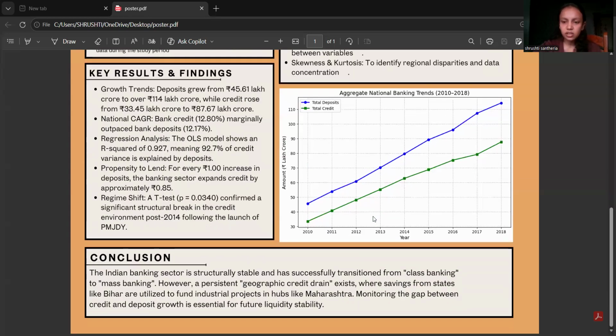Okay. So balanced growth is necessary for future financial stability. And this is my conclusion: the Indian banking sector is structurally stable and has successfully transitioned from class banking to mass banking. However, a geographical credit drain exists, where savings from states like Bihar are utilized to fund industrial projects in hubs like Maharashtra. Monitoring the gap between credit and deposit growth is essential for future stability.